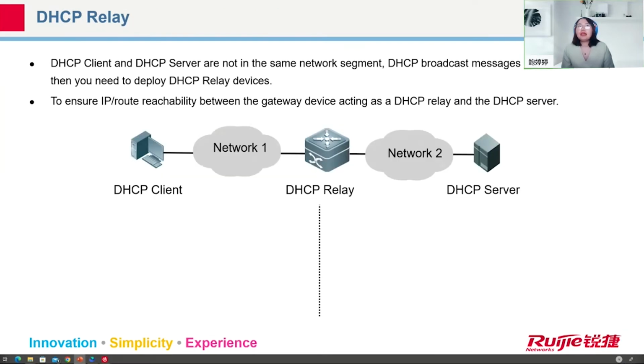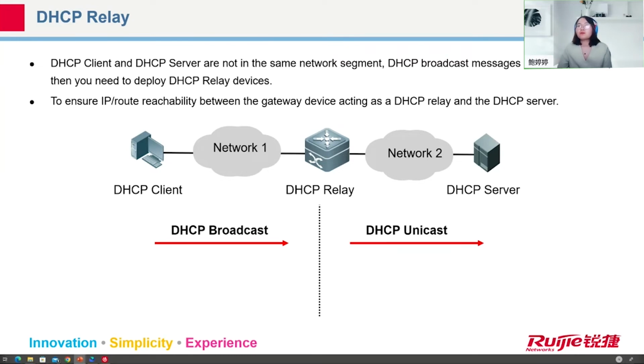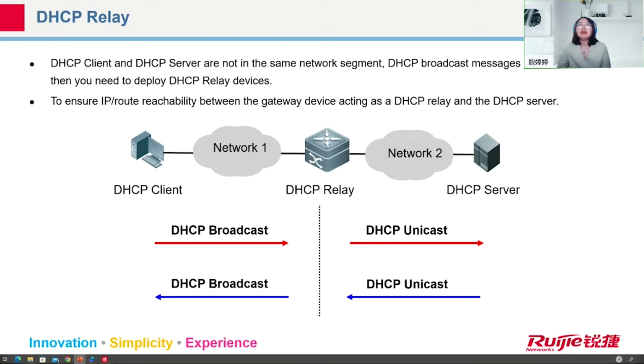And the DHCP relay means the client and the server are located in different networks. So we need relay devices to receive the broadcast message from the client, convert the broadcast message to become unicast, and send it to the server. And then the server will give a reply. The relay has to make the unicast message become broadcast again.